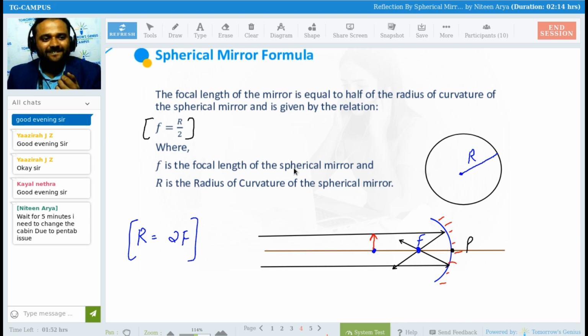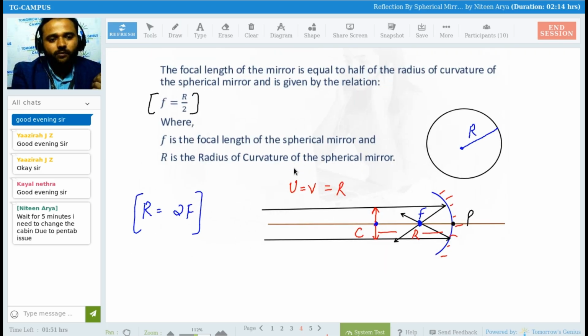There are 6 cases for a concave mirror, 2 cases for a convex mirror. If you put an object at the center of curvature, C, also known as the radius of curvature distance from the optical center P, you get an image of the same size, real one. Clear? So here u equals v equals R, obviously negative R, and we know this mirror formula.